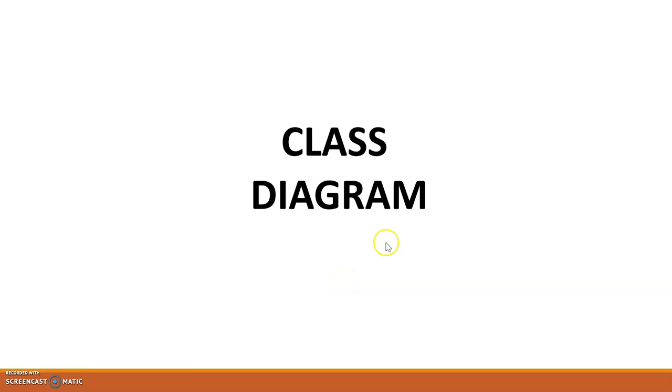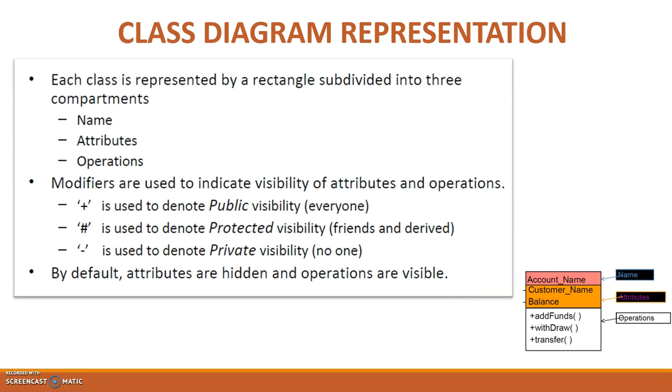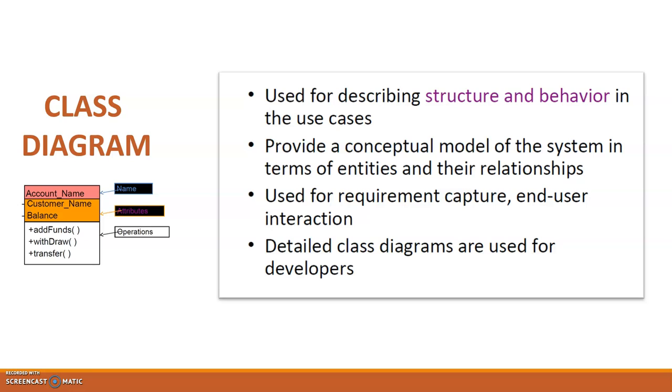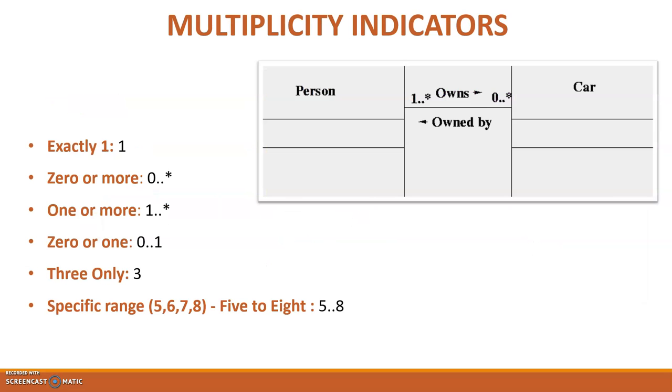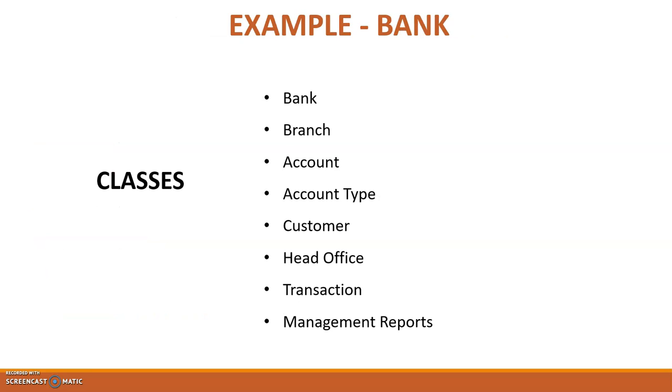Hello everyone. So class diagram we are discussing, and we have already talked about the representation, then use of class diagram, and multiplicity indicators which we normally use to show the relationship between classes, right? And today we will discuss the example of how to draw the class diagram. So here we have taken one example of a bank.